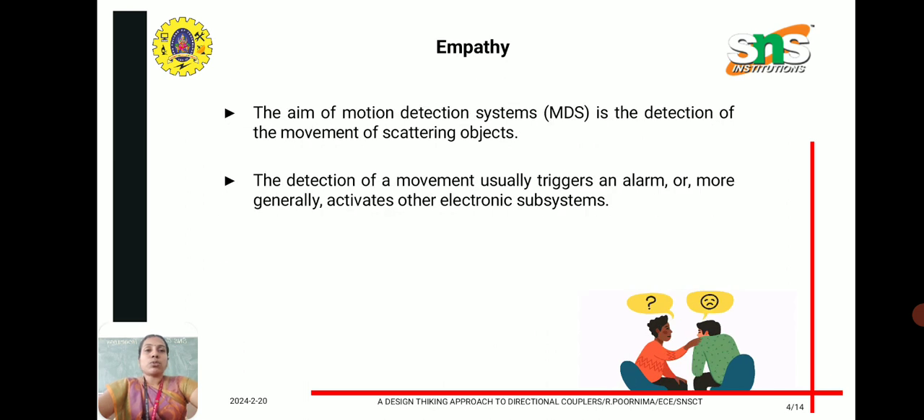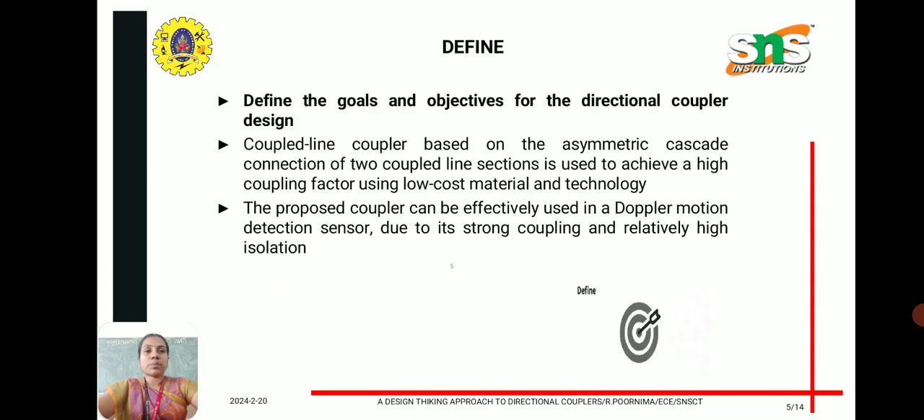And our aim is to design a motion detection system for the detection of movement of scattering objects. Detection of movement usually triggers an alarm or, more generally, activates other electronic subsystems, which will be useful to detect any substance or object inside the secured areas. So next is our define part.